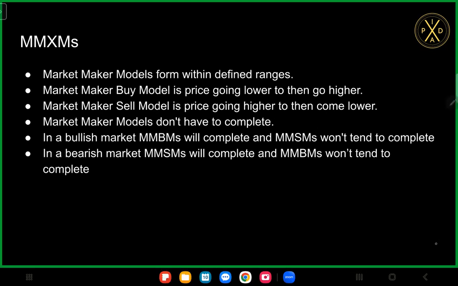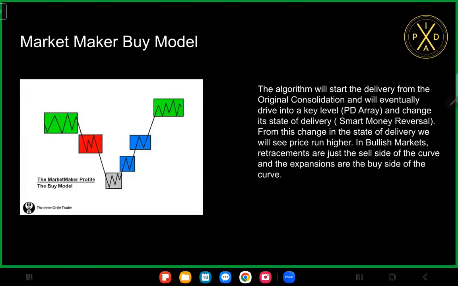So let's move on. All right, so a market maker buy model. When a market maker buy model is forming, the algorithm will start the delivery from the original consolidation and will eventually drive into a key level or a PD array, and then it will change its state of delivery. So that's called that smart money reversal.